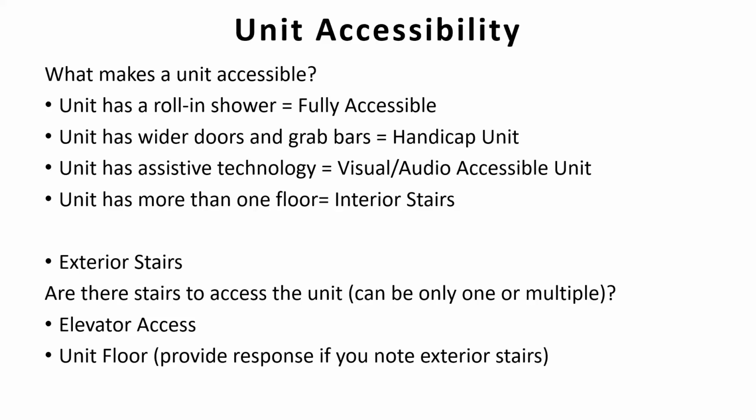You need to make sure that you understand what makes the unit accessible. If a unit has a roll-in shower, that makes it a fully accessible unit. If it has wider doors and grab bars, it's a handicap unit. If there is assistive technology in the unit, then that would be a visual and audio accessible unit. And if the unit has more than 1 floor, that means there's interior stairs.